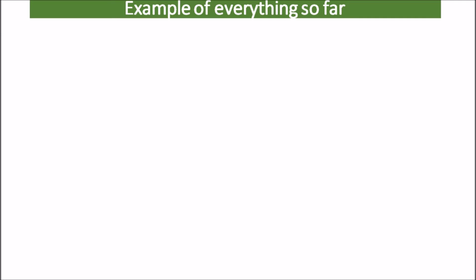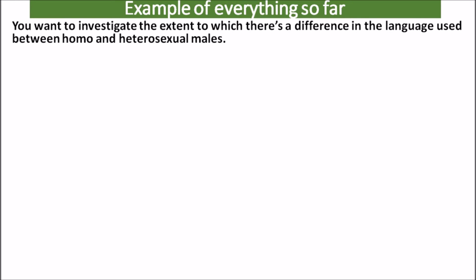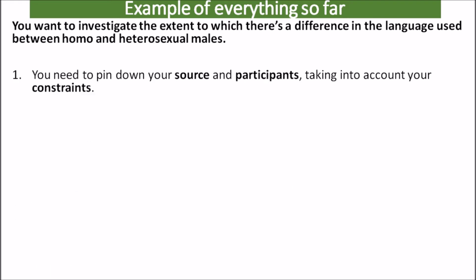Okay, so what I'm going to do now is summarize everything I've said so far by giving you an example of decisions you can make that draw together all that new terminology and new ways of approaching this. This is an investigation that somebody did last year. You want to investigate the extent to which there's a difference in the language used between homosexual and heterosexual males. Okay, so let's imagine that's your starting point. The first thing that you need to do is pin down what's your source of data, who are your participants going to be, and what constraints have you got that are going to limit your options.